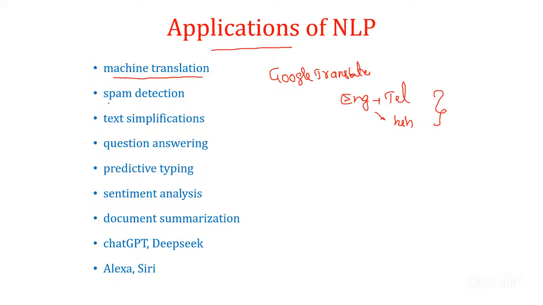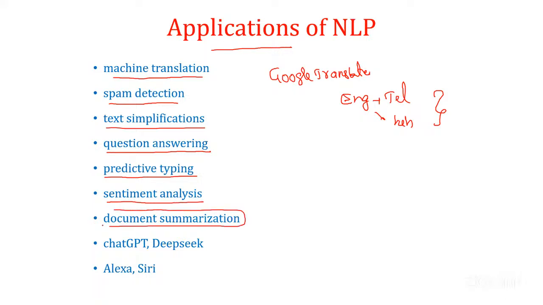Another one is spam detection, text simplification, and question answering systems, which nowadays are ruling the world because of GPT and DeepSeek. Then predictive typing, sentiment analysis, document summarization. Tomorrow we will discuss this through generative AI. GPT, DeepSeek, Alexa, Siri, all these are various kinds of applications of NLP.